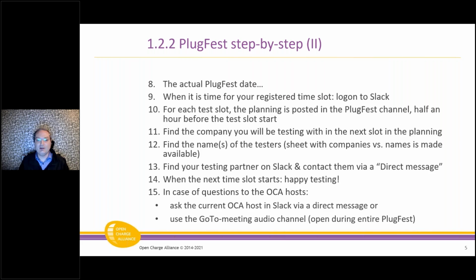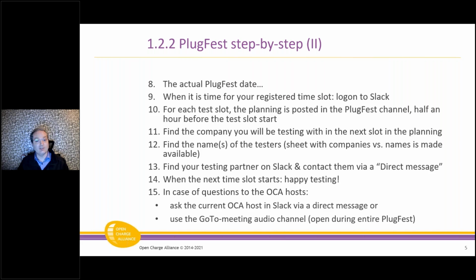If everything goes well, then you can proceed, and then the actual Plugfest date arrives. When it's time for your time slot for which you have registered, you should be prepared and logged on to Slack. For each test slot, the OCA host that's online will post the planning in the Plugfest channel, usually about half an hour before the actual test slot starts. What you see there is an overview of the companies that will be testing with each other in the next test slot.